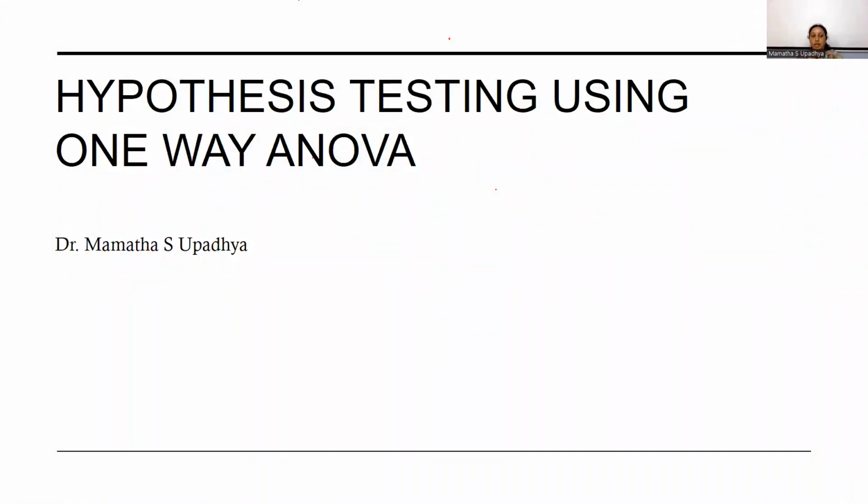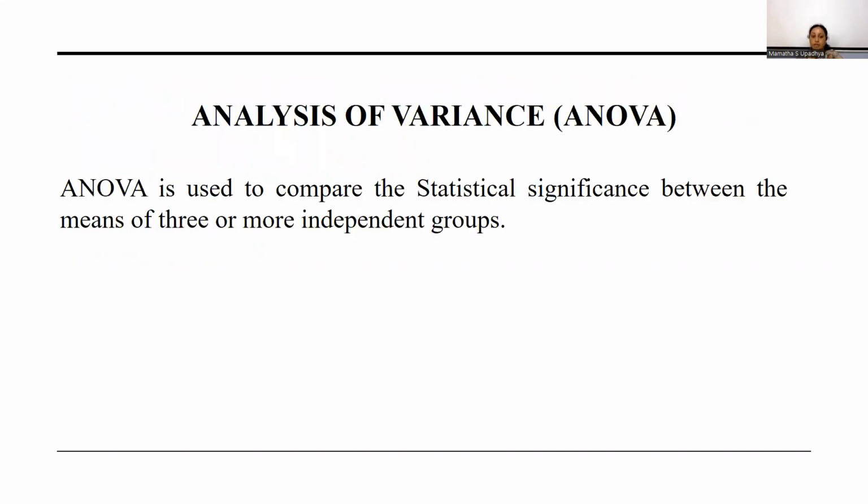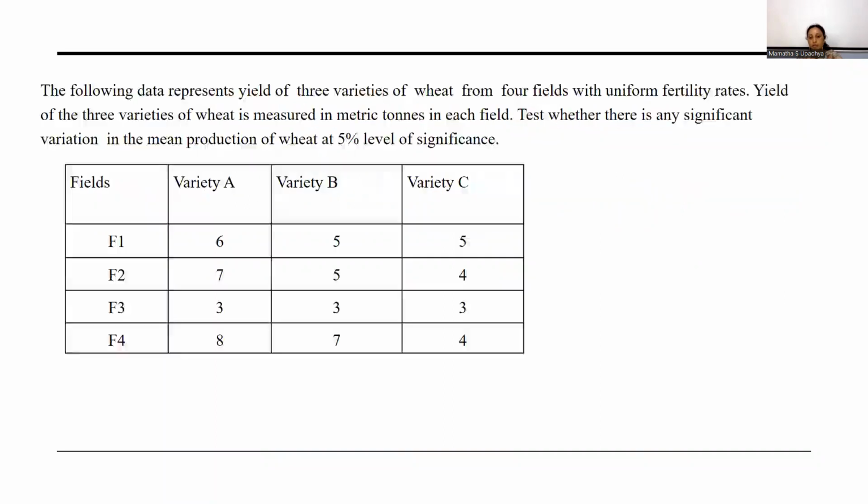In this video, let us see hypothesis testing using one-way ANOVA. ANOVA is a statistical technique used to check whether the means of more than two independent populations are equal. Let us consider a problem.